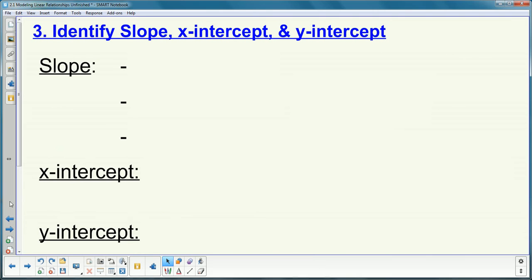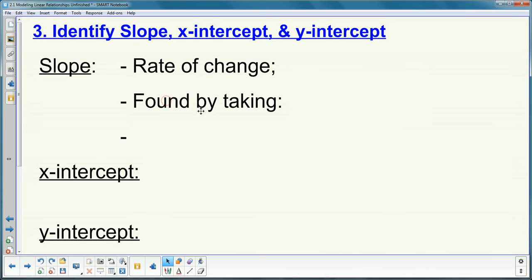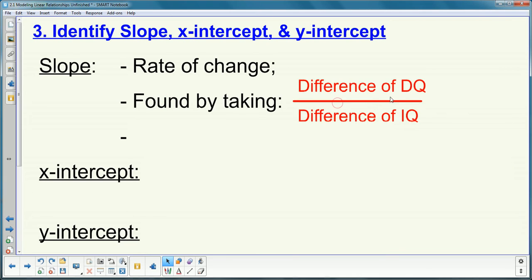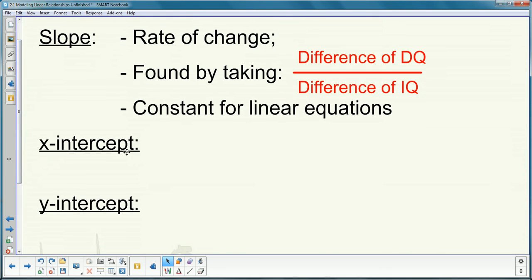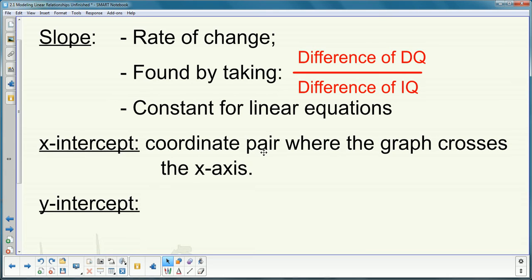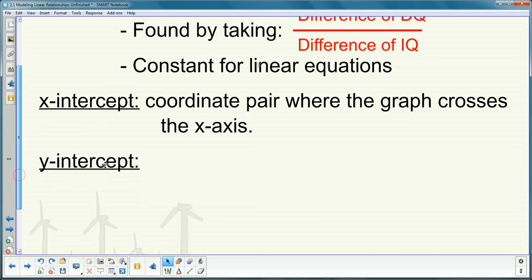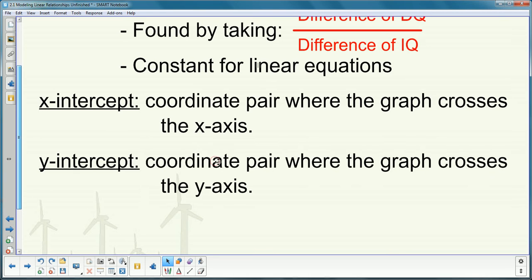Now, moving on from that, we're going to have from each line a slope, an x-intercept, and a y-intercept. Our slope is going to be our rate of change. Okay, in order to find a slope, what we're going to do is take the difference of the dependent quantity over the difference of the independent quantity. So you're going to want to keep this as a fraction. And then also this is going to be constant for linear equations, which is what we're going to be looking at mostly this chapter. Our x-intercept then, if you think about what this word means, intercept, to cross the x. So it's the point, the coordinate pair, where we cross the x-axis, and then the y-intercept is going to be the point where we cross the y-axis.